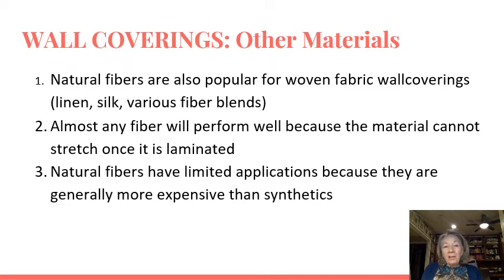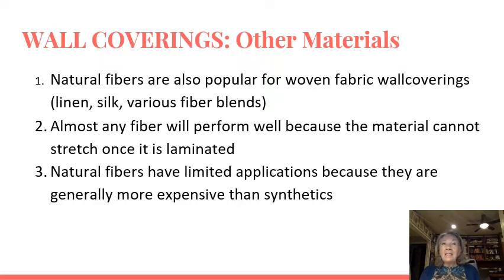Wall coverings, other materials. What else can you put on the wall? Well, I'm certainly going to try some of these. I haven't used all of these, but number one, natural fibers are also popular for woven fabric wall coverings. You could try linen, silk, various fiber blends. I've not yet tried some of these more exotic fabrics on walls yet. It would be expensive to have them laminated, to have a backing put on it to have them prepared to be hung on walls. As I mentioned before, I did that with cotton in the 1980s, but I haven't tried it with linen or silk yet, but I certainly will at some point.